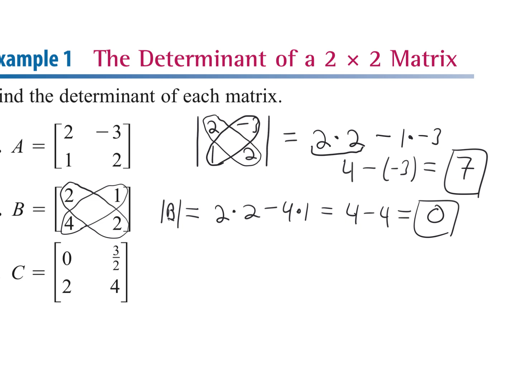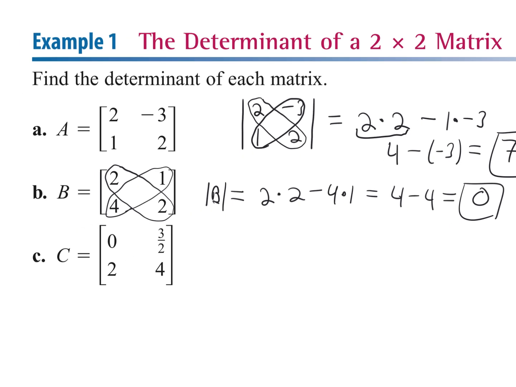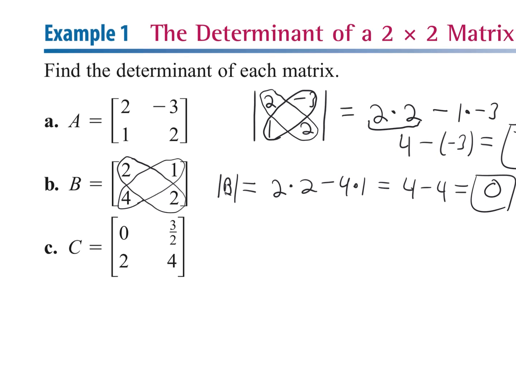In a few minutes, you're going to learn that if the determinant is 0, that means it is not invertible. So this matrix does not have an inverse. All right, I'll talk about that in a little bit, maybe like 10 minutes. All right, simple enough? All right, so try the next one.